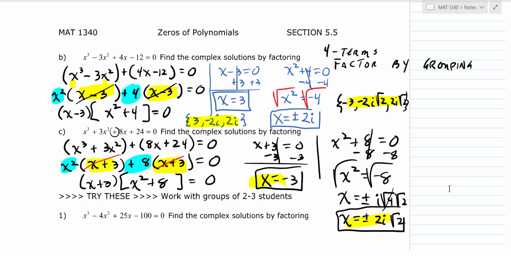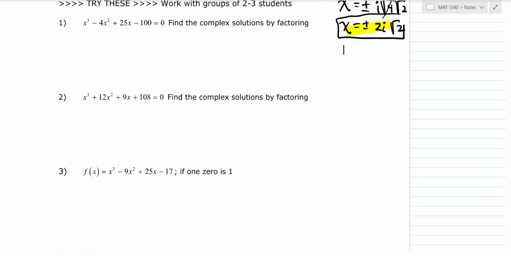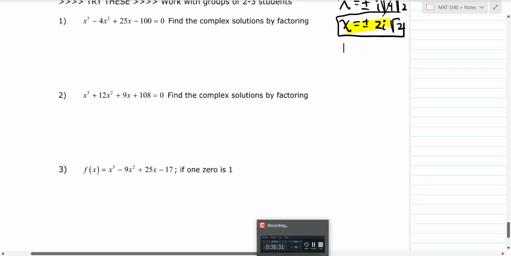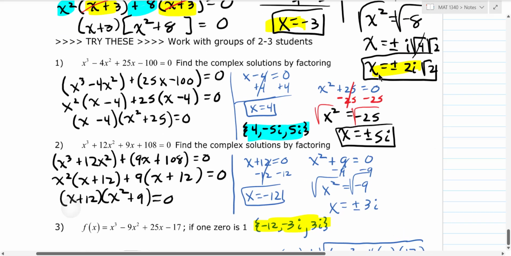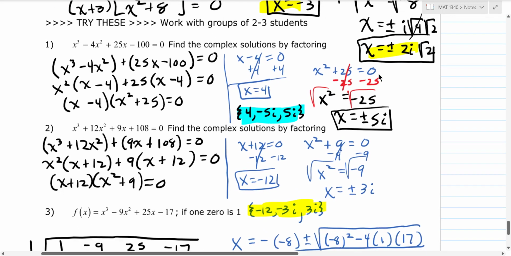Then when you're ready to try your problems, go ahead and move on. When you resume, you should see the answers magically displayed. So you can go ahead and check the answers. Here's what you should have gotten on 1 and 2. The answers to number 1 are 4, -5i, and 5i.